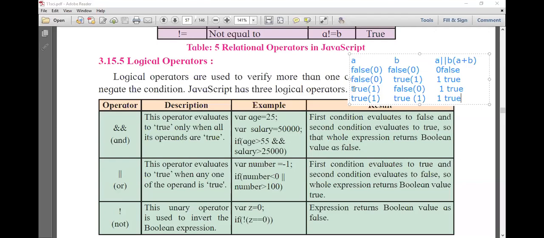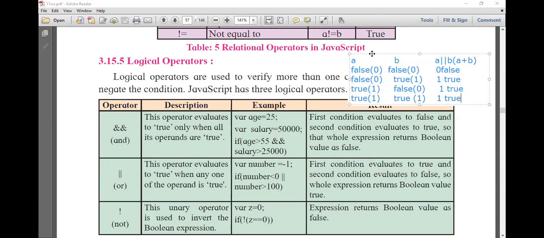Now we will see NOT. NOT means opposite. If it is true and you say not, then it will become false. If it is false, then it becomes true. So it is the opposite of the given value. If it is 0, then it is 1. If it is 1, then it will become the opposite, that is 0. So NOT means opposite. This unary operator is used to invert the Boolean expression. So here are the logical operators.